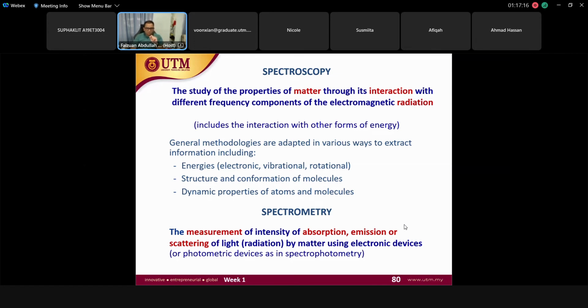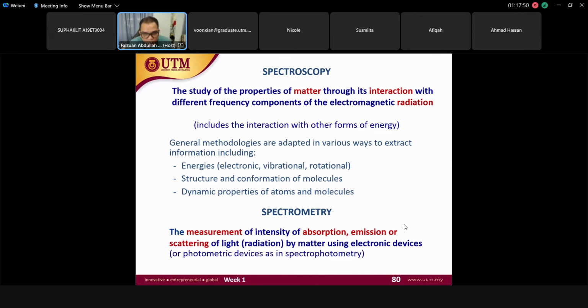The structure and conformation of molecules. With this technique, if we are measuring the spectrum from the molecules, we can confirm what the structure of the molecules is, and the dynamic properties of atoms and molecules. Meaning that the properties of every atom and molecule itself can be differentiated and can be studied using this spectroscopy method.